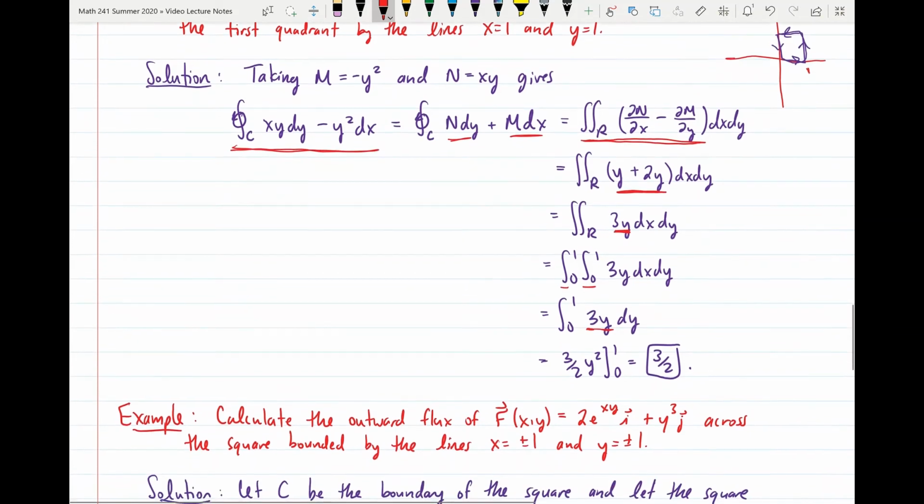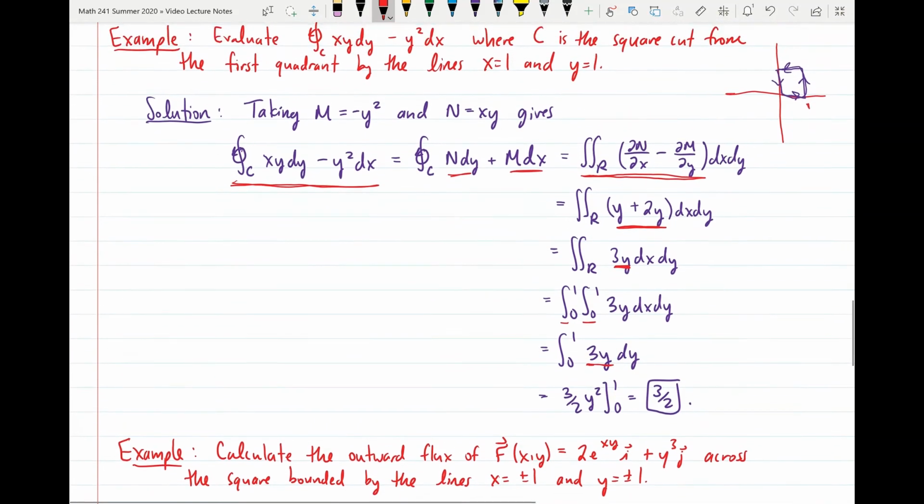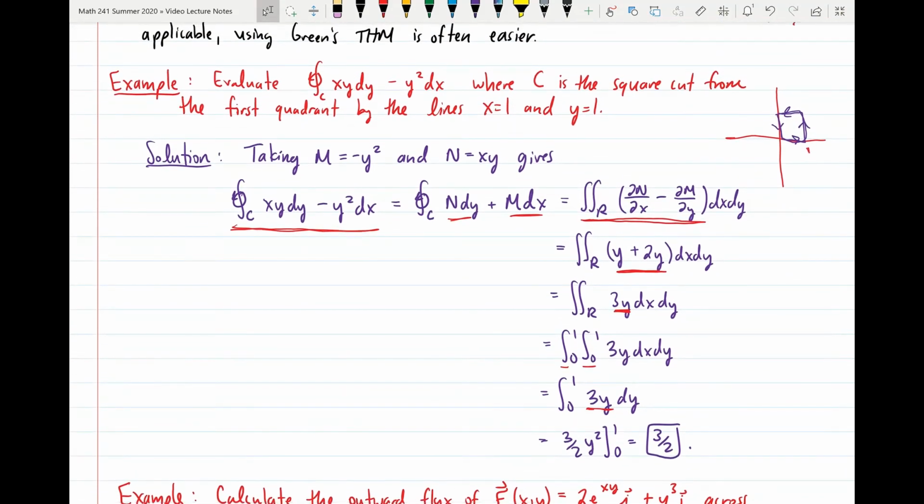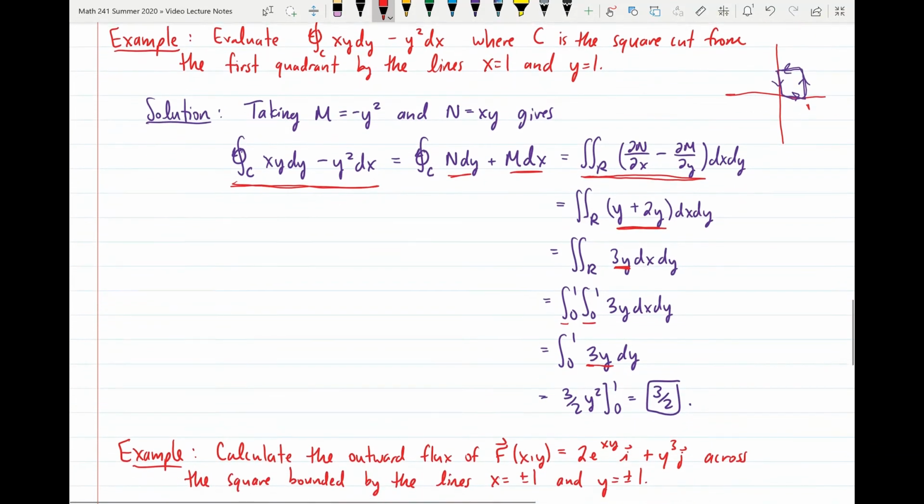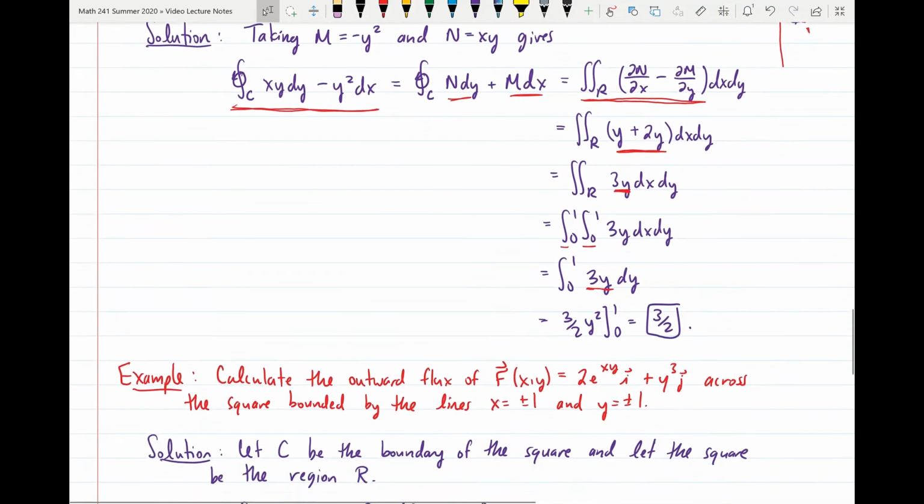And in this case, we could use Green's theorem to do that instead of taking 4 different line integrals along each of the sides of the square inside of the boundary that we traced out with C here.